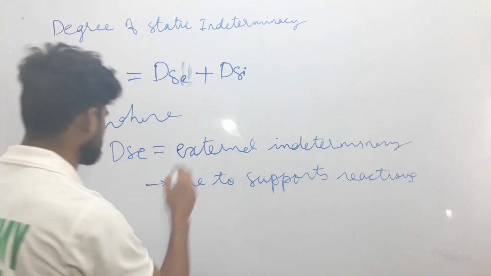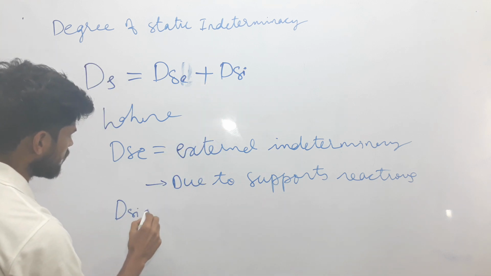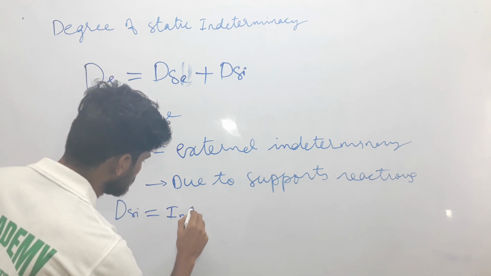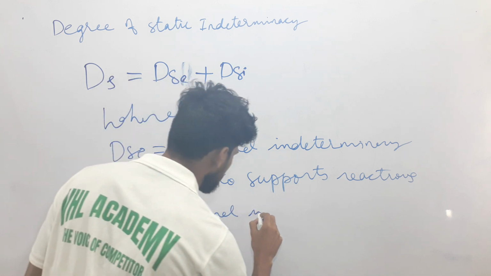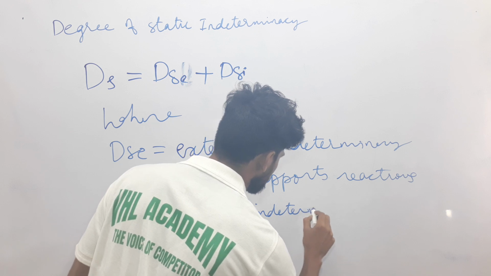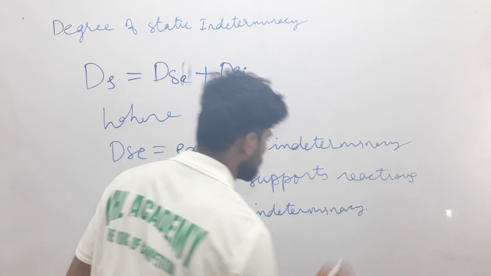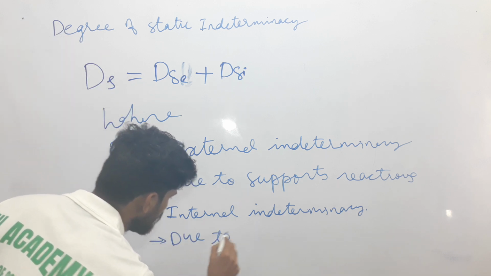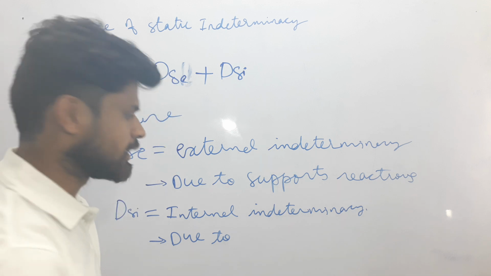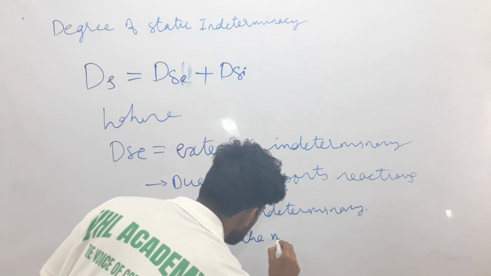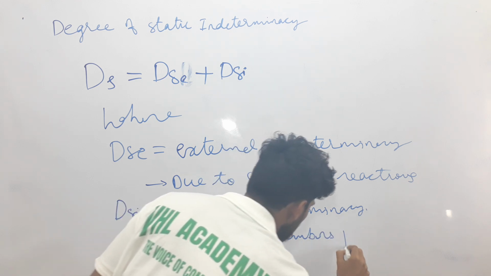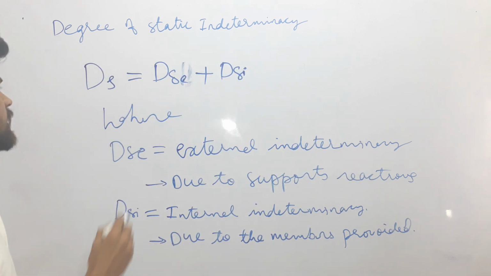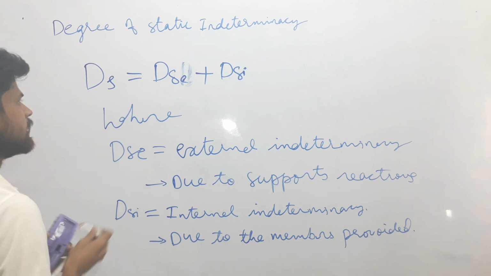And the next one is dsi. dsi is the internal indeterminacy. Internal indeterminacy is due to the members provided. Right? ds is equal to dse plus dsi.